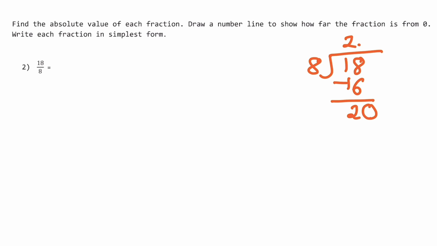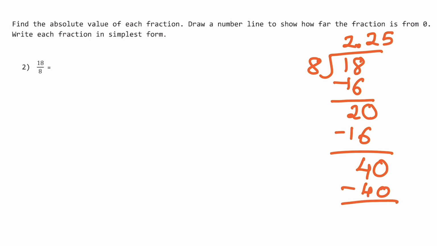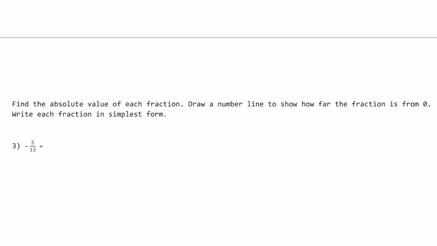Now 8 times 2 again will give us 16 and then 4. Again, since 8 cannot go in 4, we are going to put 0. But this time, we don't need to put a decimal point again because we have already put the decimal point here, okay? So 8 times 5 gives us 40. And the answer here is 0, the remainder, right? So this quotient is the answer. So it becomes 2.25.